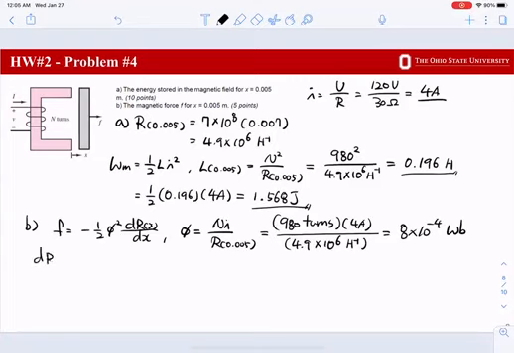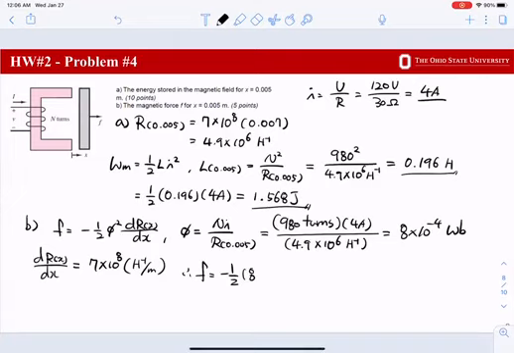And the derivative of Rx is equal to 7 times 10 to the 8, right? Therefore, the force is equal to minus one half times 8 times 10 to the minus 4 squared times 7 times 10 to the 8. So that is minus 224 Newton.